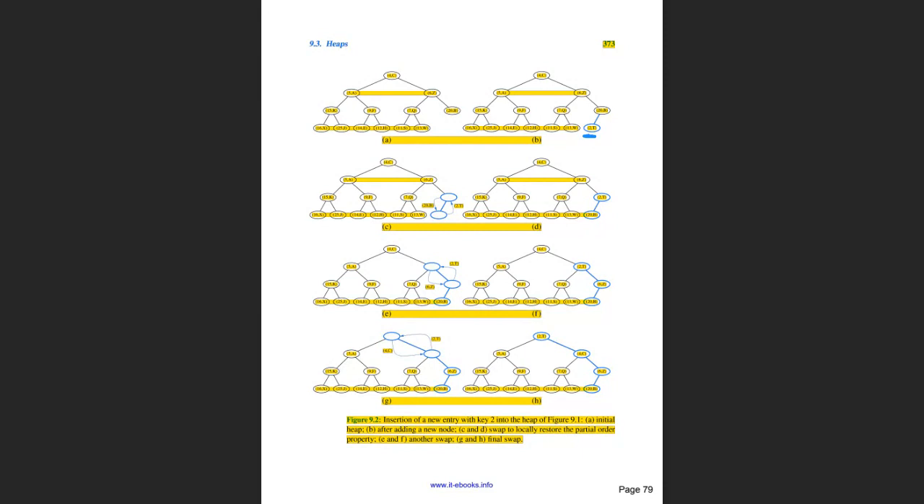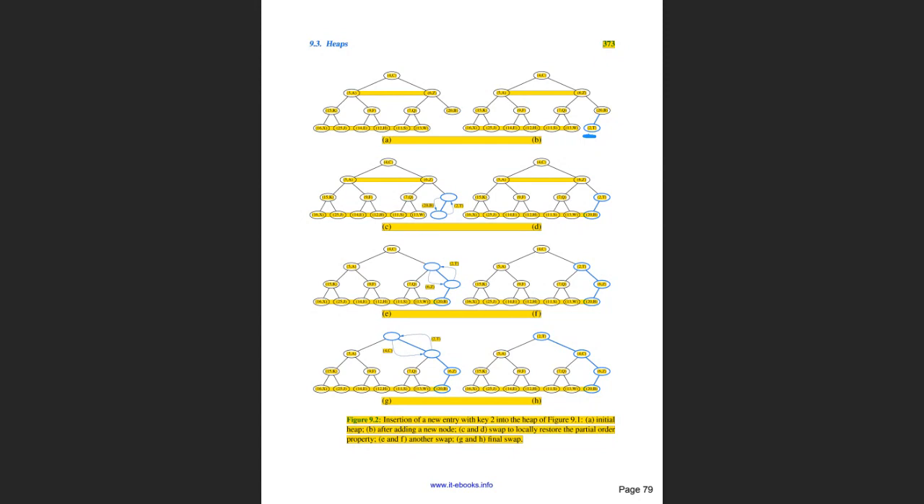Now we have to make this a minimum heap. Minimum heap means the root should be smaller and the children should be bigger. Sorry, the root should be smaller and the children should be bigger. But here it is smaller, so 20 has to come down. You can see here, 20 goes here. Okay, now this is it.